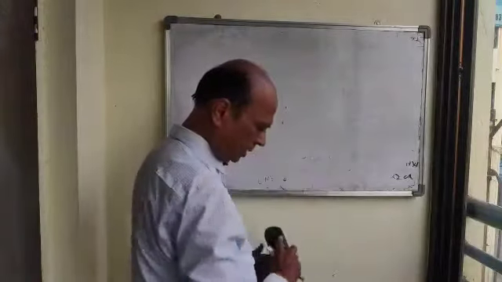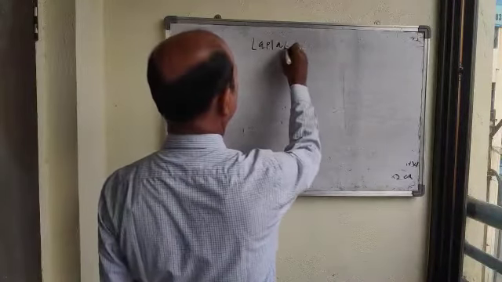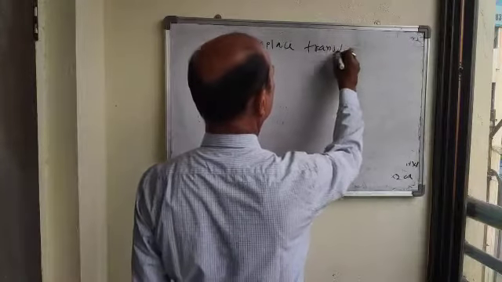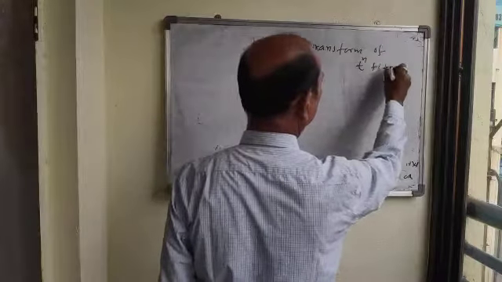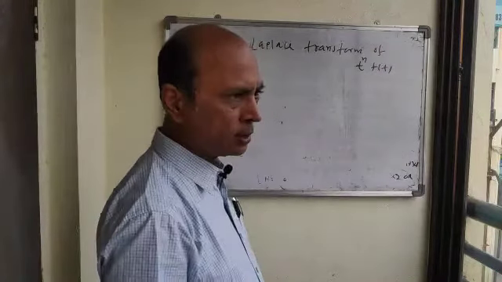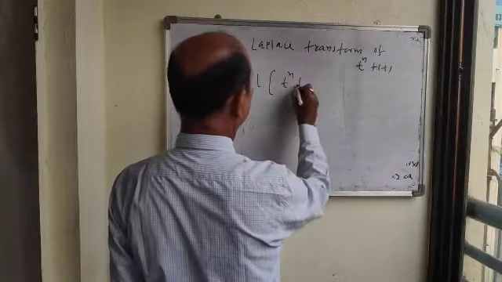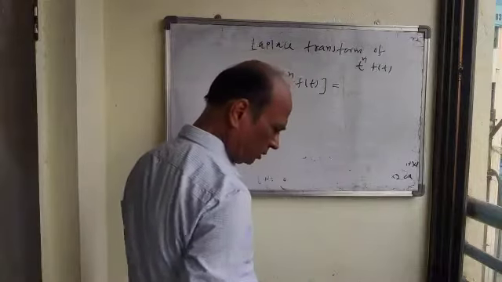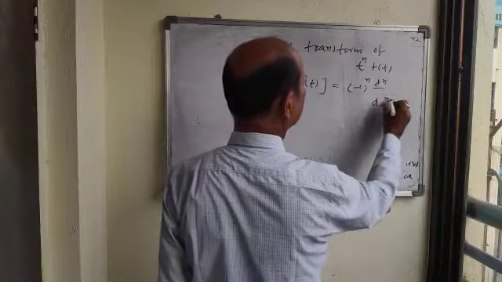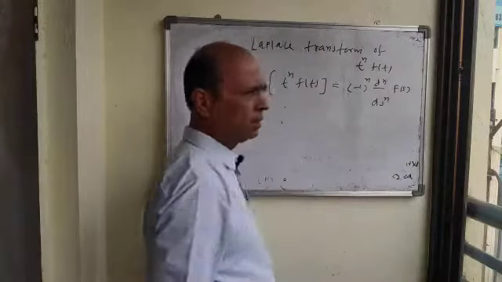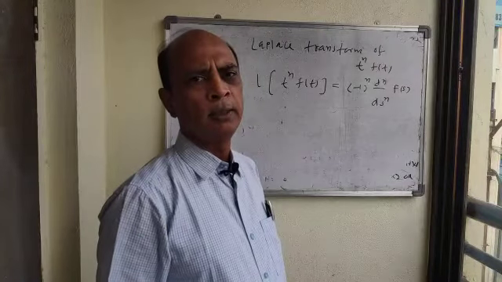Our next theorem is the Laplace transform of t raised to n f of t. So the result is L of t to the power n f of t is equal to minus 1 to the power n, d n by ds n of f of s. This result will be useful for solving some problems.